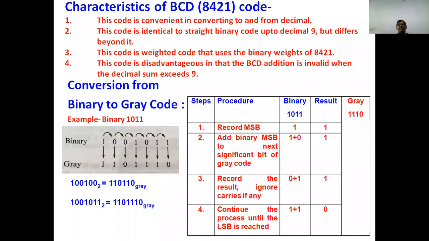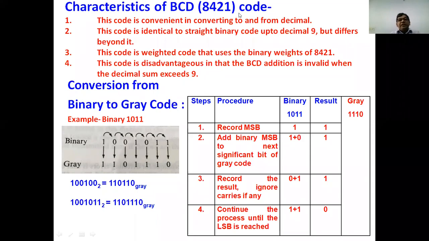So the characteristics of BCD are the 8421 code. We can say that this code is convenient in converting to and from decimal. As we have already said, in the case of 34, the BCD is nothing but 3 in binary and 4 in binary. So this is a little bit easier in comparison to binary conversion.